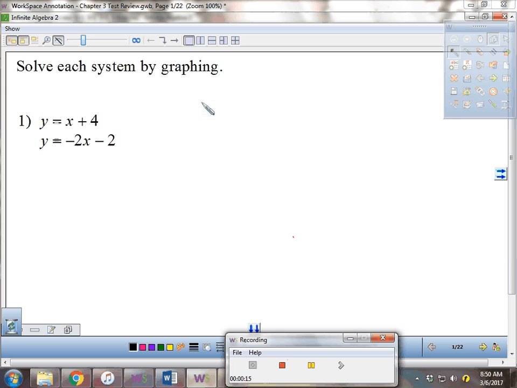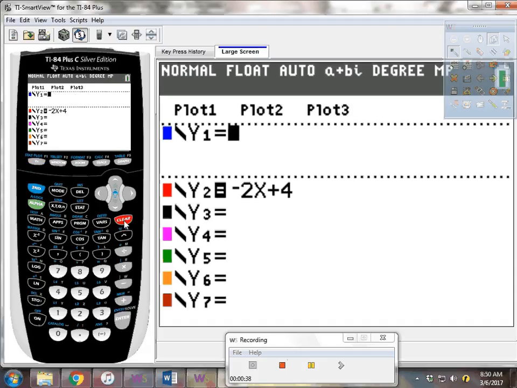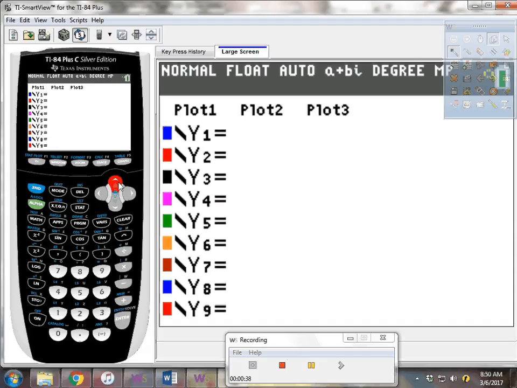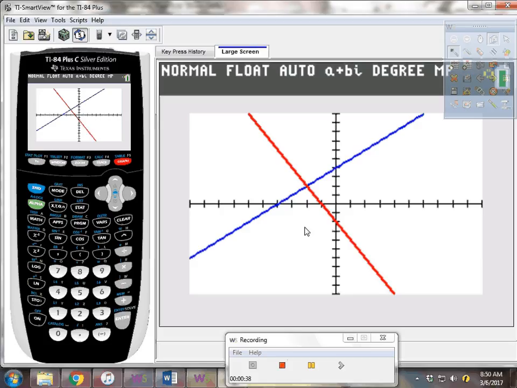So these first two already have y solved, so we're going to pull up the calculator. If you have something in there, make sure you take it out, and you'll plug that in. So you've got x plus 4, and then you've got negative 2x minus 2. And we're looking for where these two cross. And I apologize if this graph doesn't show up on the screen because I can't tell if it's going to in the video or not. So if it's not up there, maybe it'll pop up later.